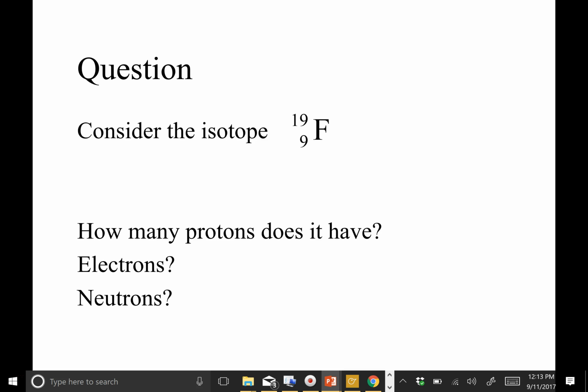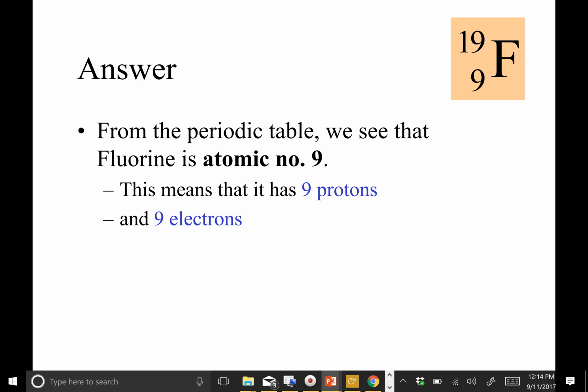So on your test or whatever, you could be faced with something like this, where the symbol for fluorine, of course, is F. In this case, they're giving one isotopic form of fluorine. So in the upper left-hand corner, they're giving the mass number, which is protons plus neutrons. And then they also gave us the atomic number, which is 9. Again, they wouldn't have to give us the 9 because you can pick it off of a periodic table. So the number of protons, of course, is 9.